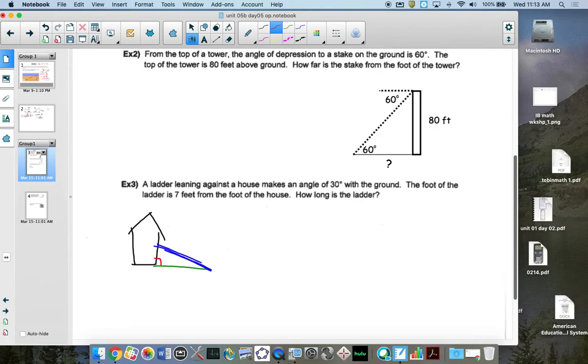And the ladder is leaning against the house. It makes an angle of 30 degrees with the ground. So this angle in here is 30 degrees. And the foot of the ladder is 7 feet from the house. So this side here along the bottom is 7. And they want to know how long is the ladder. So there's your x. So you've got your right triangle, you know one of the sides, and you know the angle, and so you have to solve.